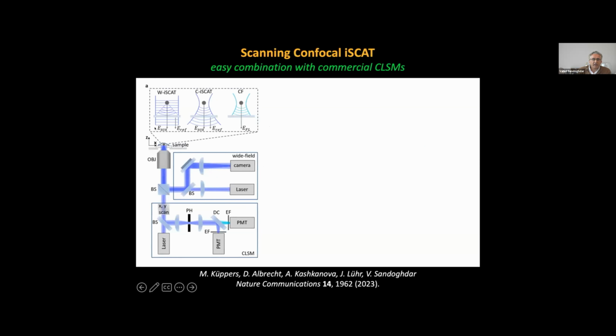So in wide field iSCAT, you'd be illuminating a large area and then interfering that, for example, in reflection with the light that is scattered by this particle. Let me get my laser pointer again.